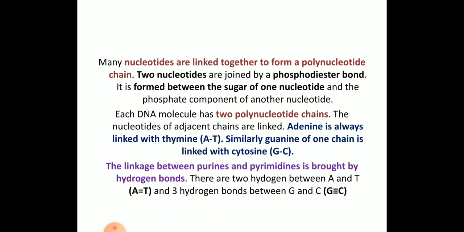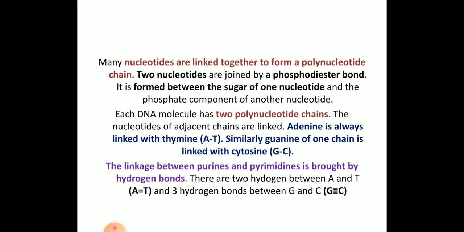Many nucleotides are linked together to form a nucleotide chain. Nucleotides are one upon another, like A, T, G, C. They combine together, and two nucleotides are joined by the phosphodiester linkage, which is formed between the sugar and the nucleotide. As I was saying, the DNA molecule has two polynucleotide chains, and these chains are linked.